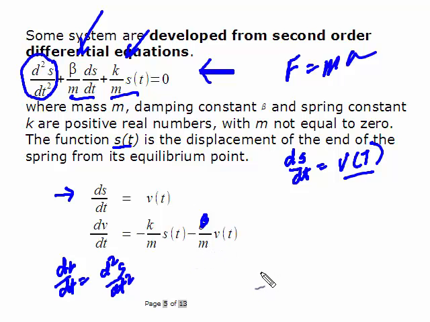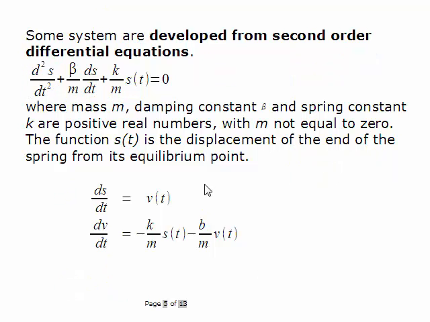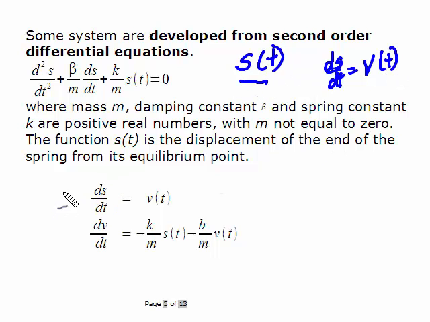Let me go through that again. I start with the second order differential equation, and it's in terms of some variable. In this case, it's s of t, but it could be anything. I take its derivative and give it a name. In this case, I'll call it velocity. These are my 2 variables for my system. This one is for the s, and this is for the v.